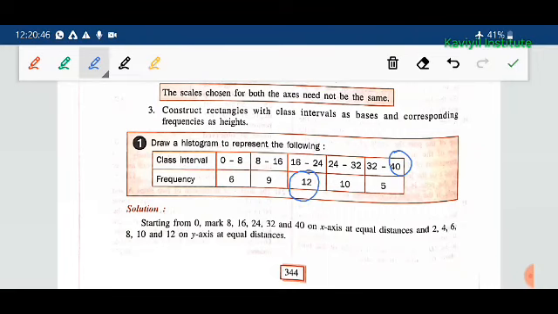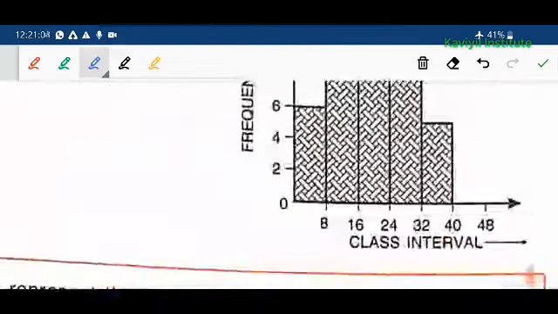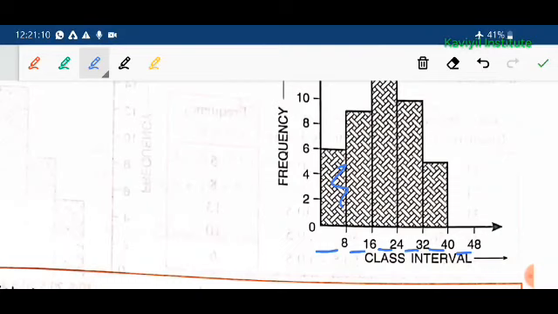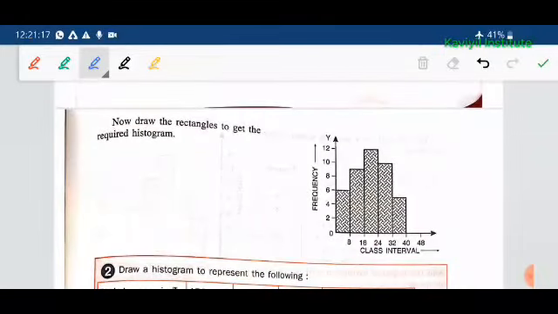Now we'll draw the histogram in such a way that we draw the x-axis and the y-axis, and we mark the class intervals here: 0 to 8, then 8 to 16, 16 to 24, then 24 to 32, 32 to 40 and 48. Do you observe something here? This is a class, again second, third, fourth, fifth, sixth. And we observe that there is no gap between the rectangles which are drawn here.